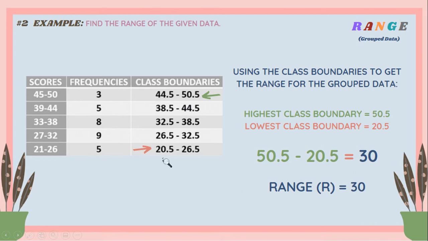And then here we already got all the class boundaries. So all we need to do to solve for the range is to find the highest class boundary and the lowest class boundary, which are 50.5 and 20.5. So we need to subtract these two to get the range. So 50.5 minus 20.5 is equal to 30. So the range for this given set of data is 30.